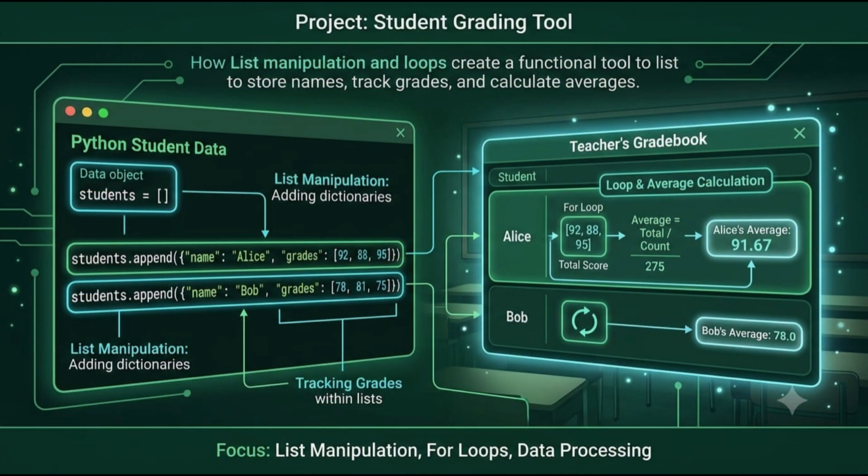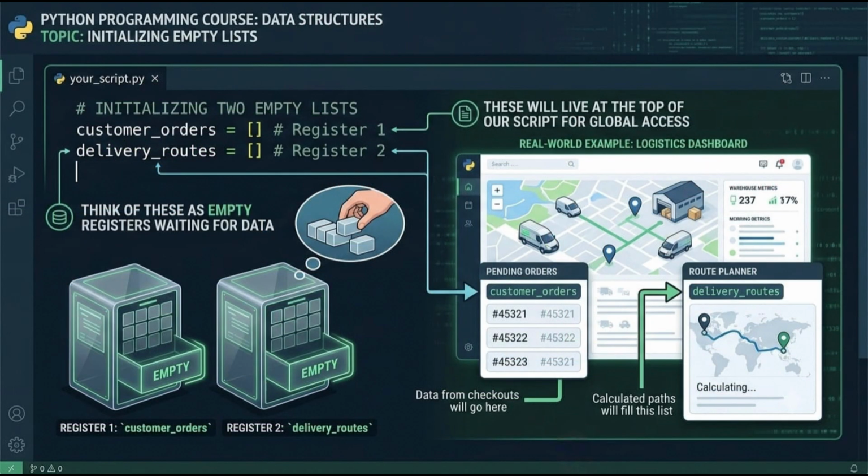We'll use two parallel lists. One stores names as strings, and the other stores marks as integers. The secret sauce? The index of the name will match the index of the grade. Let's open our editor. We start by initializing two empty lists. Think of these as empty registers waiting for data. These will live at the top of our script for global access.